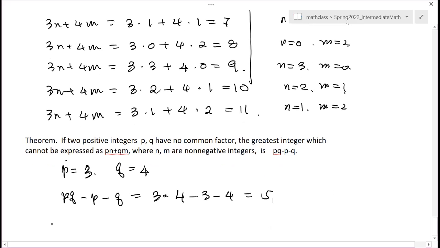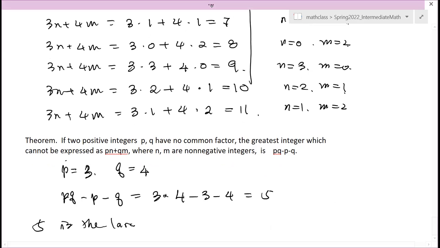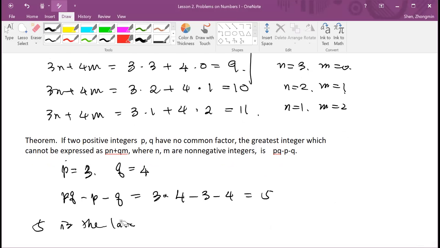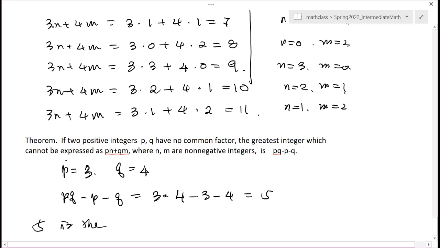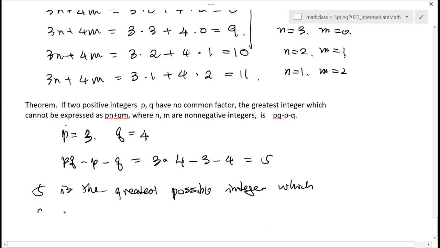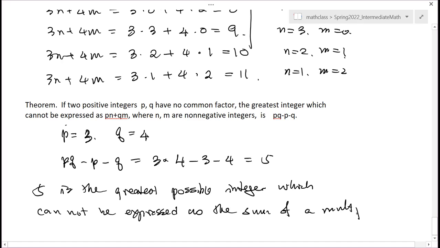Okay, so I said that 5 is the greatest possible integer which cannot be expressed as the sum of a multiple of 3 and a multiple of 4.